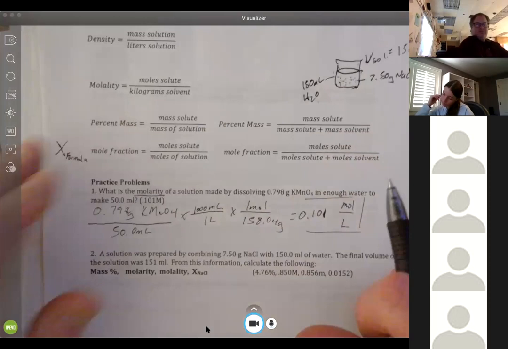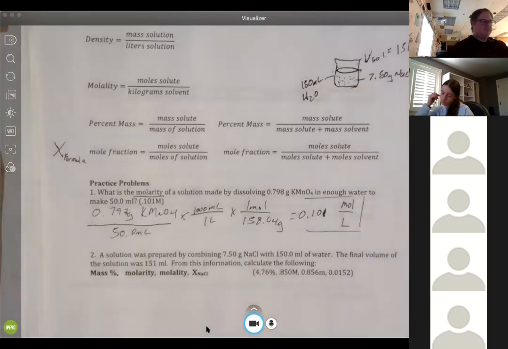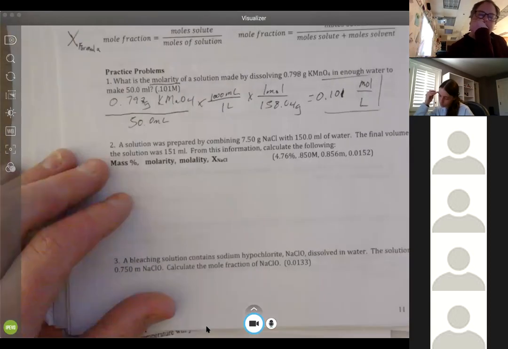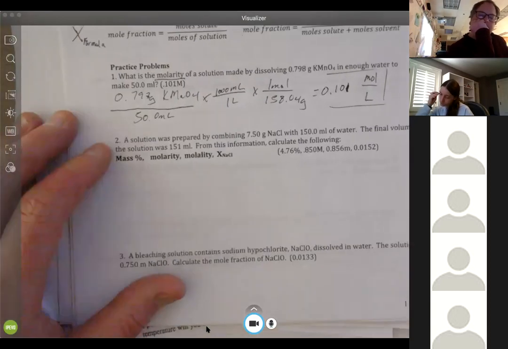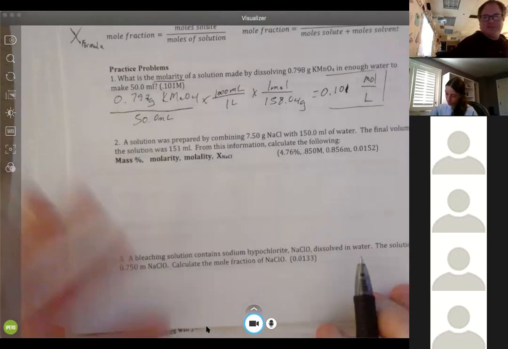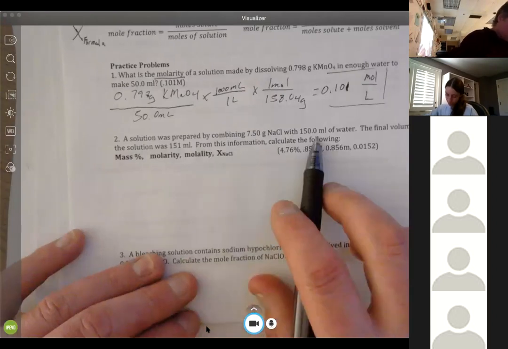Who is the brave soul that wants to figure out one of these things? Yeah, I can. All right, which one are you going to choose? I can do mass percent. All right. So mass percent, that's why you asked me about the density of water, right? We know the density of water is 1 gram per milliliter.